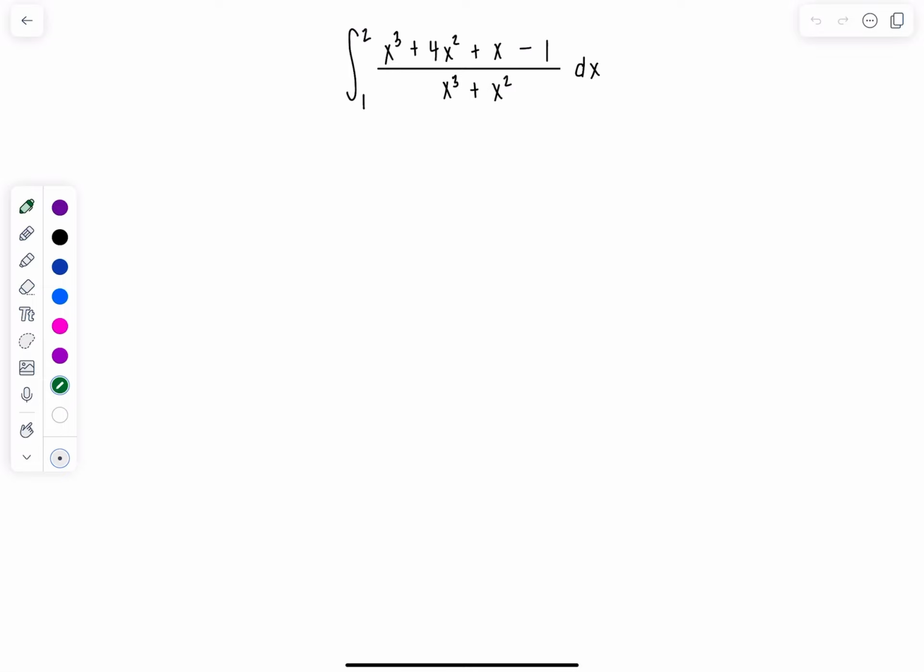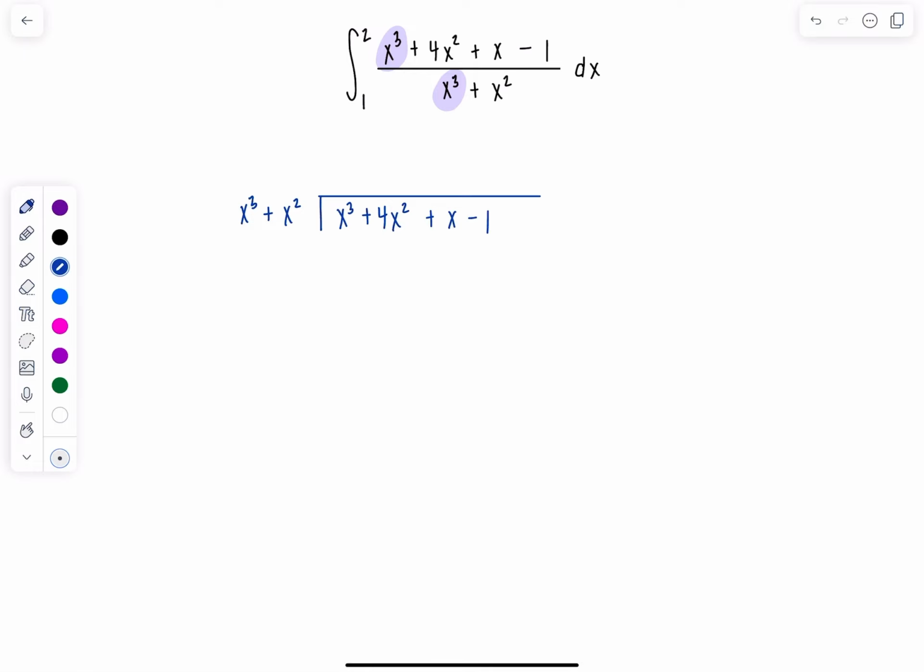So the first thing that I'm noticing is that the degree of the numerator is equal to the degree of the denominator. So I want to immediately perform long division, and then we'll worry about doing partial fractions with the rest of it, okay? So let's take x cubed plus x squared. You can put placeholders or not, however you were taught, and then divide that into the numerator, x cubed plus 4x squared plus x minus 1.